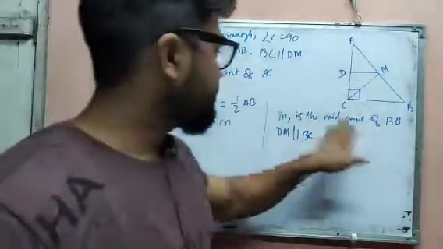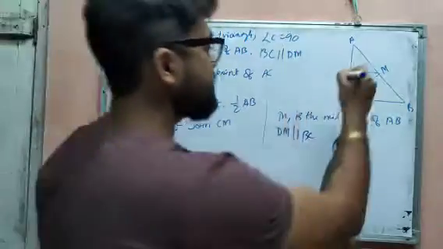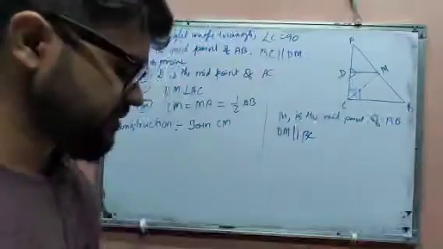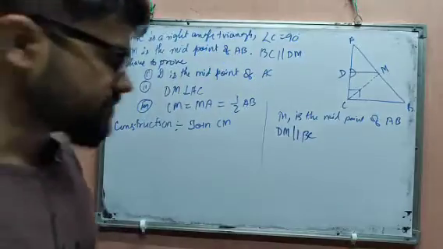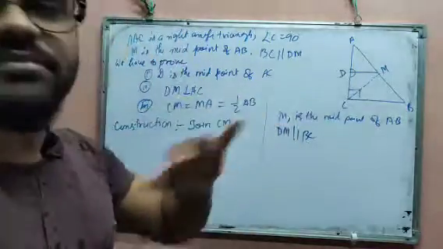M is the midpoint of AB. Also, DM is parallel to BC. So you can say what? That D is also a midpoint of the triangle. D is also a midpoint of what? AC. Okay, by the midpoint theorem.